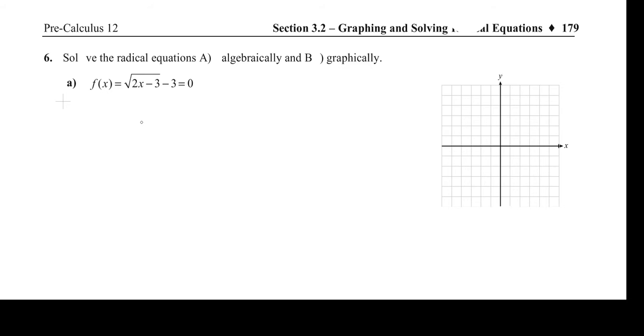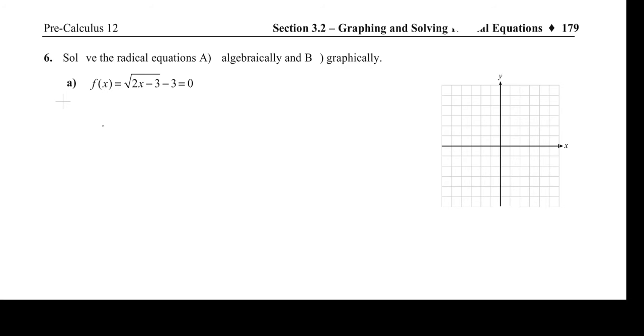This is section 3.2, Graphing and Solving Radical Equations, page 179, 6a. Our instructions are to solve the radical equations A, algebraically, and B, graphically. What we are given here is f of x is equal to root of 2x minus 3, and outside of the root sign is minus 3, is equal to 0.